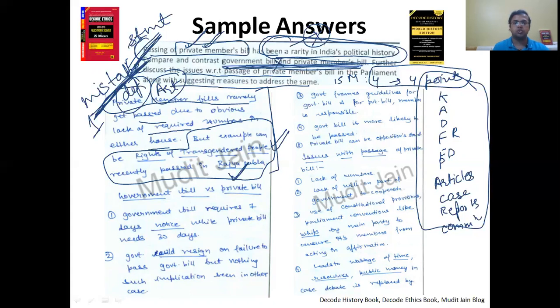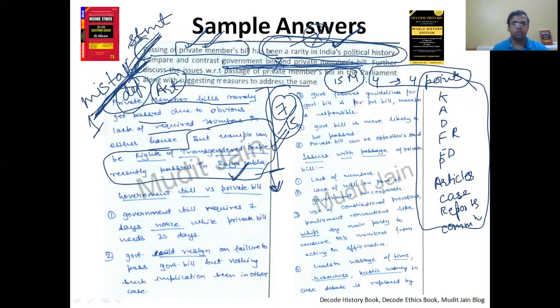Now, mistake two that I have made: I have not proved that passing of private member bill is a rarity. So I have made two mistakes till now. I have not defined, I have not mentioned articles, I have not handled the statement well. It is a 15 marker question. No matter how good my attempt is after this part, I will definitely not get 7 marks out of 15 because I have missed the statement. Do not repeat this mistake if you try to answer this particular question.